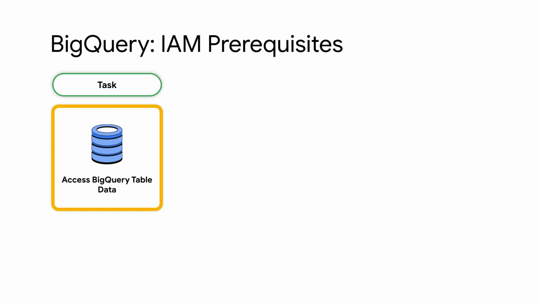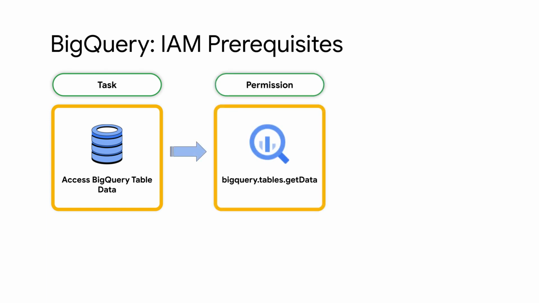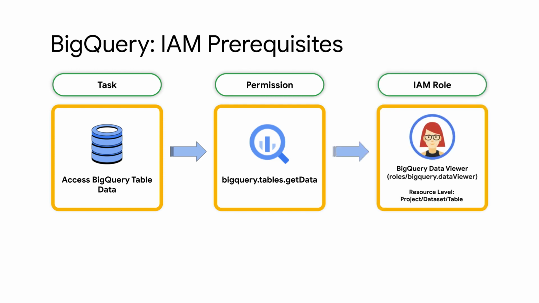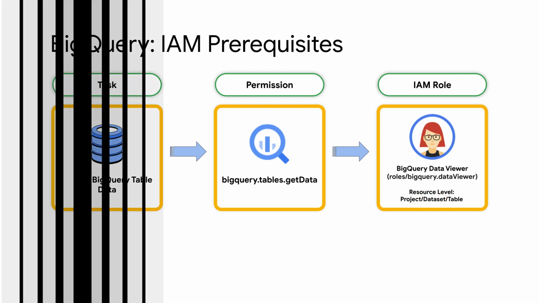First up, accessing BigQuery table data. This action requires the BigQuery table's get data permission. The BigQuery Data Viewer IAM role has this permission and provides the ability to read data and metadata. You can grant this role at a table or view level, at a dataset level to encompass all tables within the dataset, or at the organization or project levels.